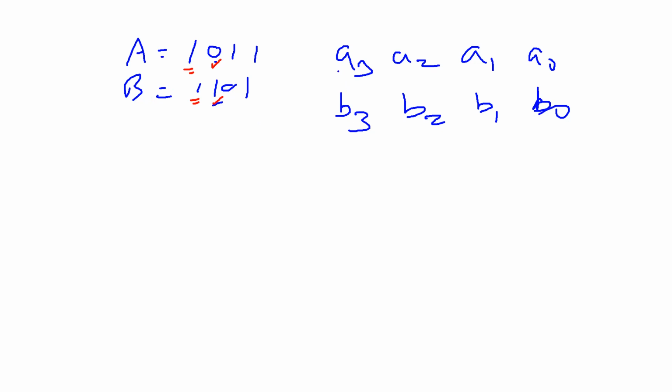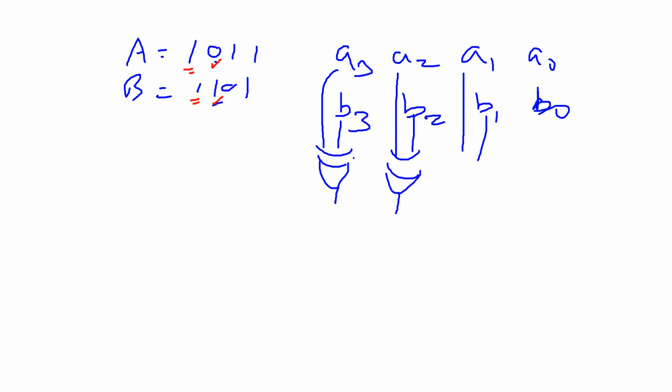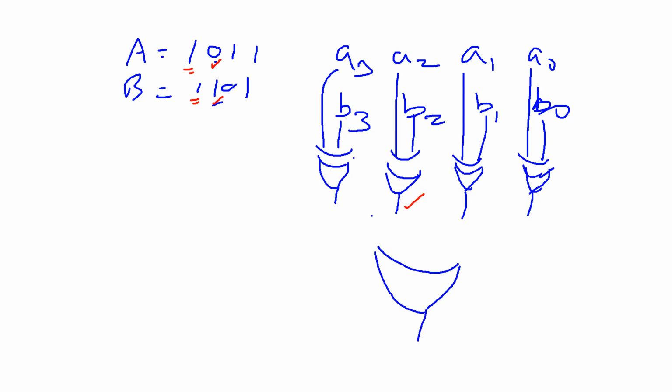So if you want to check it's different, you may check that A3, B3 are different or not. So you choose XOR, right? A2, B2 different or not? You choose XOR. A1, B1 also you choose XOR to check that it's different or not. B0, A0 also. If one of these is different, so you can conclude that these two values are different, right? So you must use what? OR, right? OR function to check that one of these are different or not. Okay, that's all. Output is different.